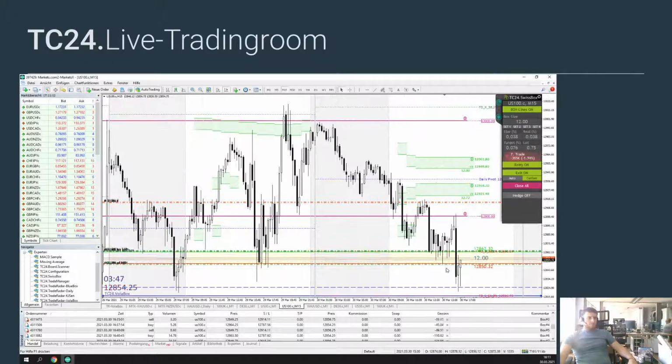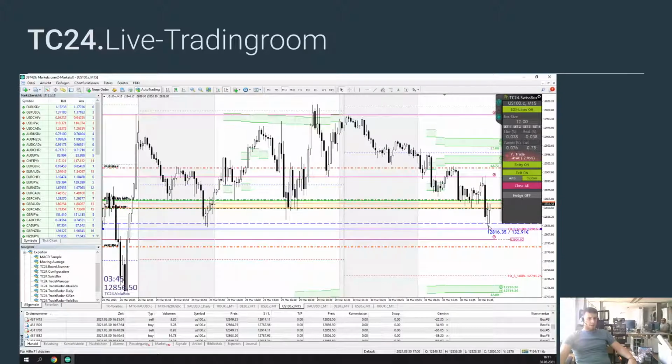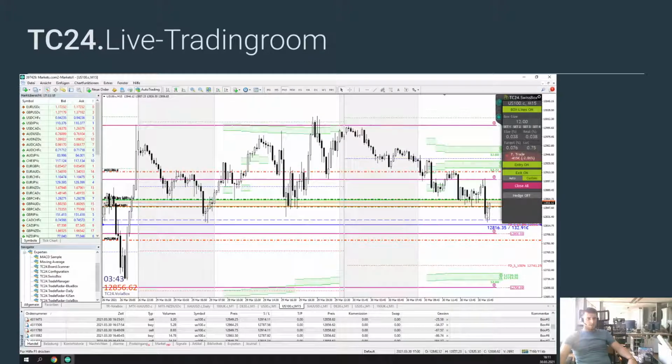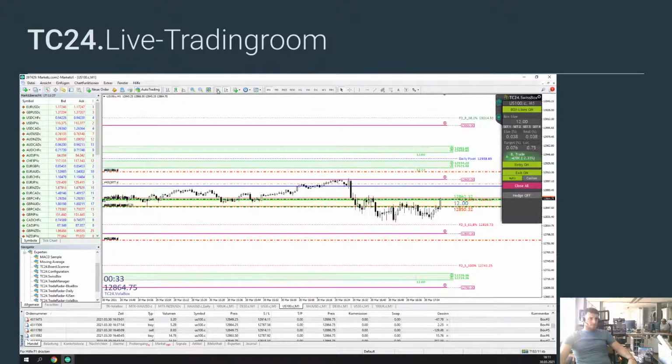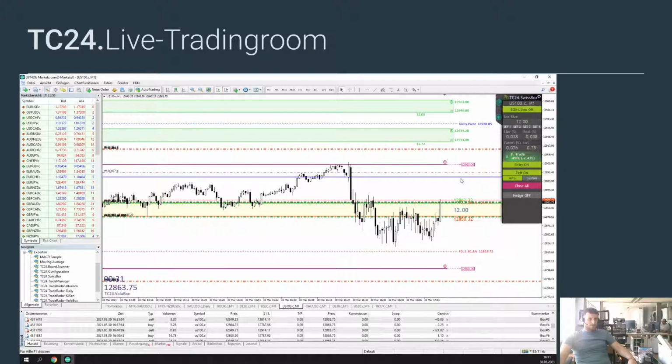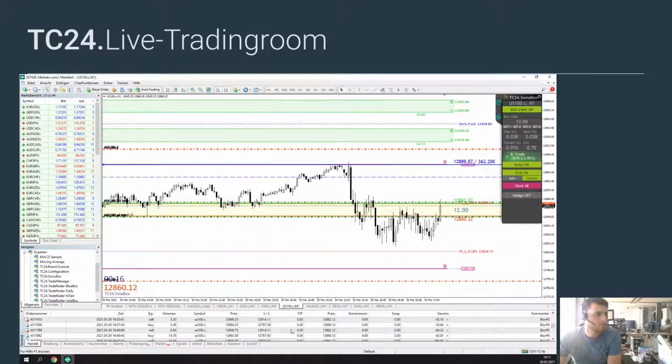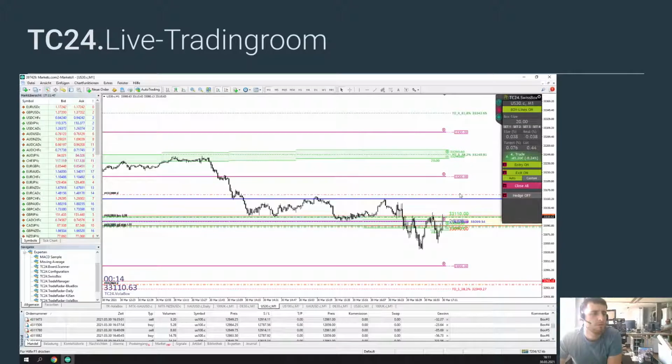Well, let's see. The idea is if it's not going to break this area now, expect it to hit up towards that big number. Check out the Dow Jones in the fourth trade now.